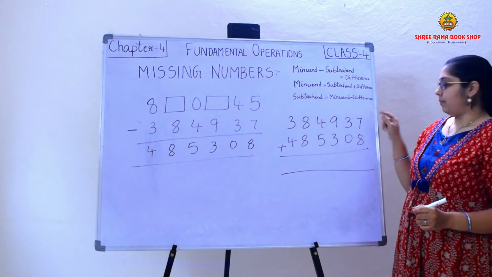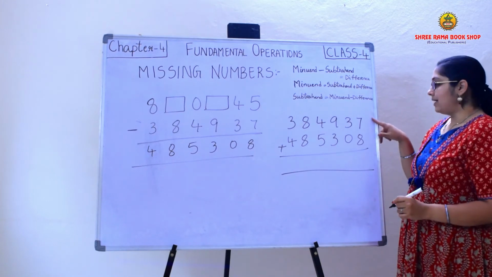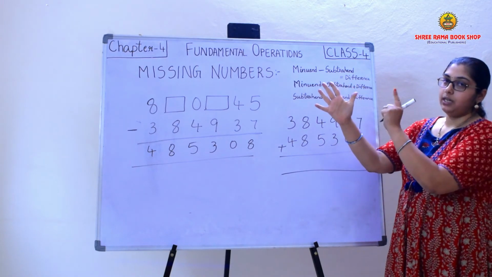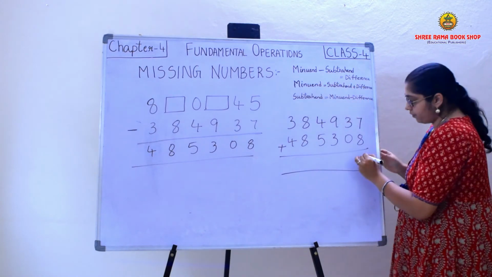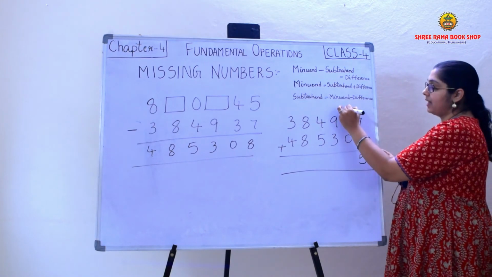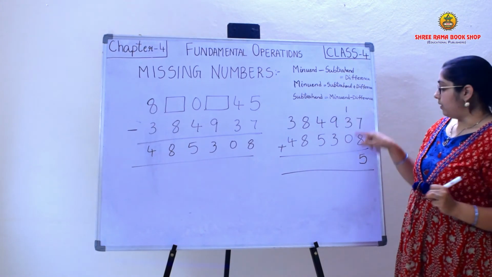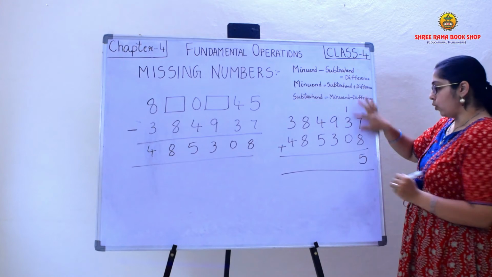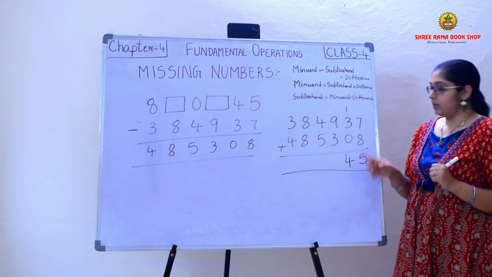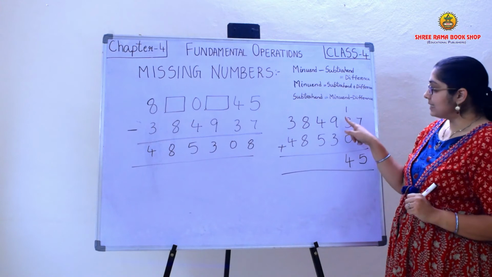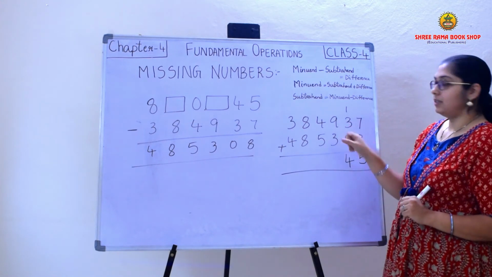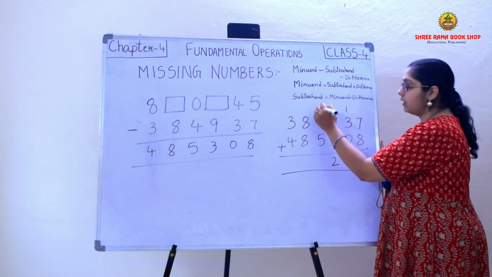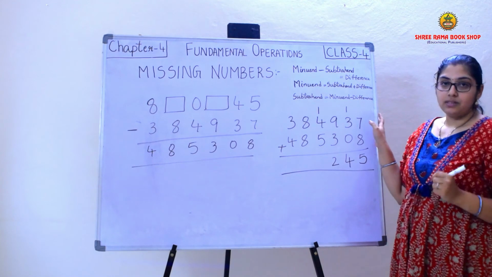So, in the ones column, I have 7 plus 8. So, what is 7 plus 8? After 7, 8, 9, 10, 11, 12, 13, 14, 15, right? So, 5 and 1 carry, right? I need to carry 1. Now, 3 plus 0 is 3, plus 1, which is carry, 4. Now, I will get the answer here, 4 in the tens column. Now, moving to the hundreds column, it is 9 plus 3. So, after 9, 10, 11, 12. So, I have 12, 2 over here and 1 should be carried to the thousands column.